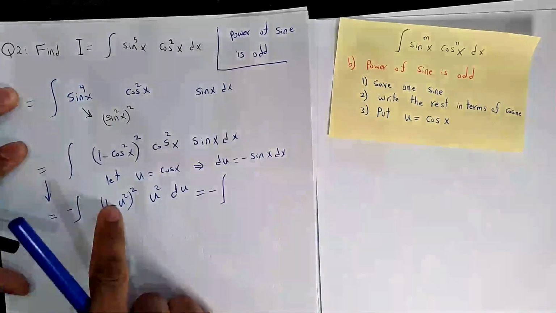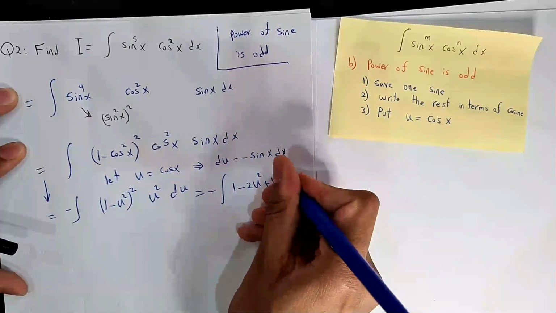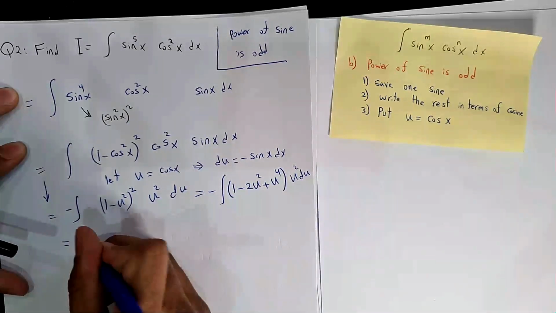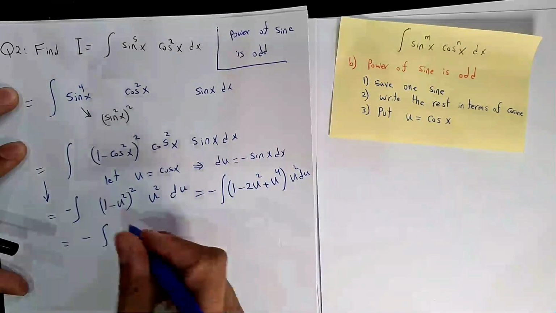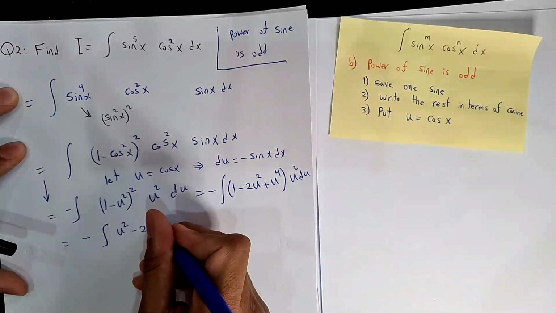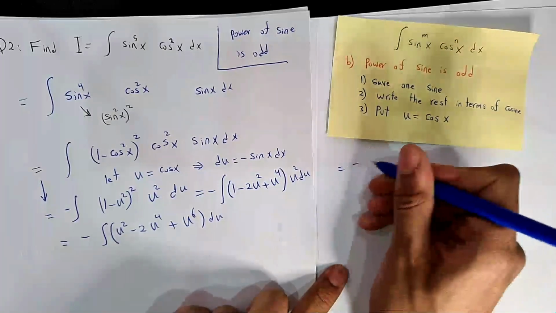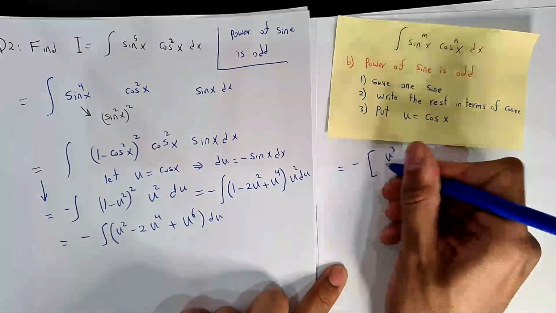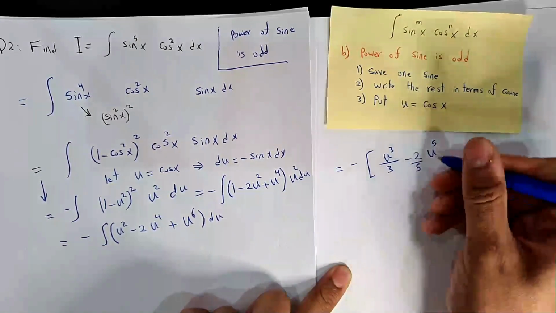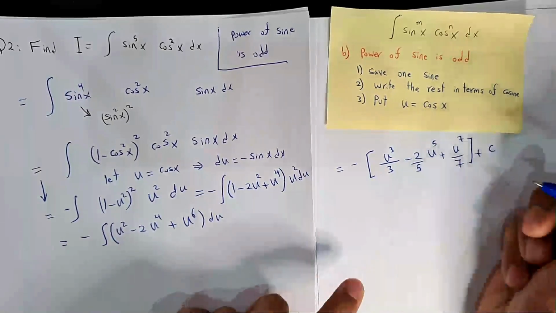This will be minus. If you expand this, you will get 1 minus 2u to the power 2 plus u to the power 4, and you have u square outside. Now simplify a little bit. You will get the following. 1 times u square, this is u square, and multiply the rest, you will get minus 2u to the power 4 plus u to the power 6 du. This will be minus, integrate this, you will get u cubed over 3 minus 2u to the power 5 over 5 plus u to the power 7 over 7 plus constant c.